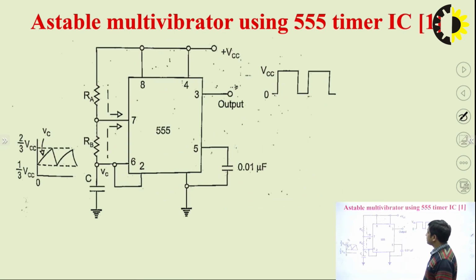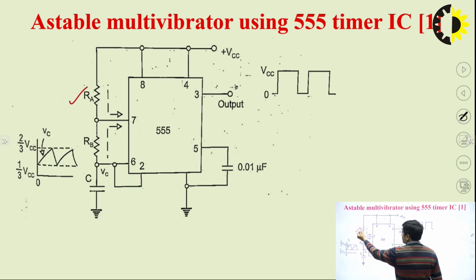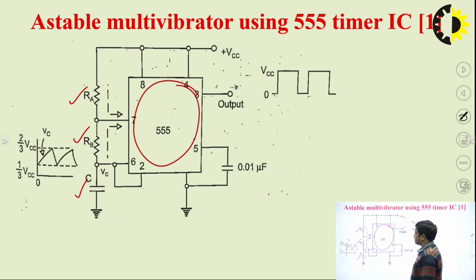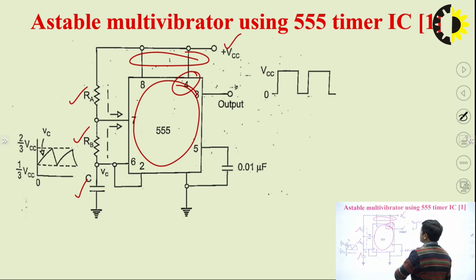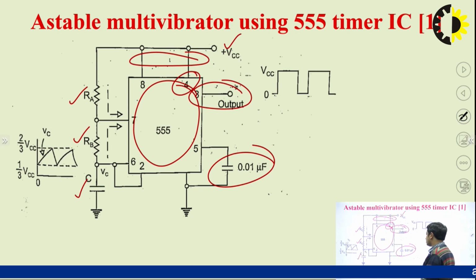So in an astable multivibrator using 555 timer IC, in this circuit we have connected two external resistors RA and RB and one external capacitor C, and I have already explained the internal circuitry of this 555 timer IC. Now you can see that we are not using pin number 4, that is the reset pin, so we have shorted this pin number 4 with pin number 8. That pin number 8 is the supply voltage plus VCC. From pin number 3 we are taking the output. If we are not applying voltage at pin number 5, you can see that we have connected a capacitor of 0.01 microfarad in between pin number 5 and pin number 1, that is ground.